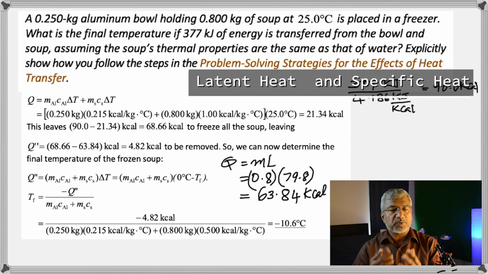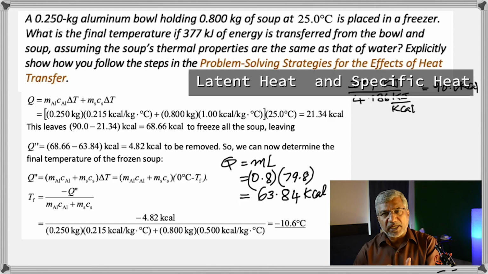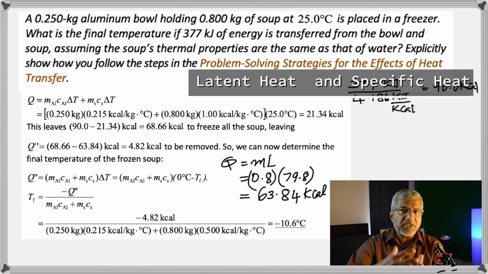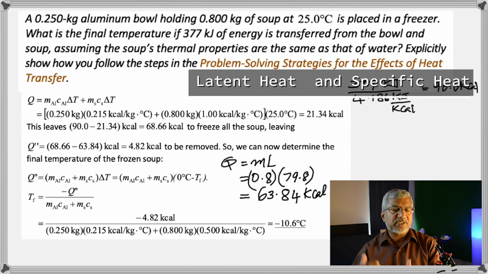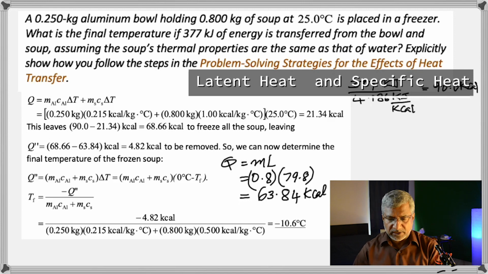Okay, so there are three processes here. Number one, the temperature had to go from 25 to 0 for both of them. Number two, the soup had to be frozen. And number three, whatever heat is remaining is being used to lower the temperature of the container and the soup to a particular temperature, which we're going to find.